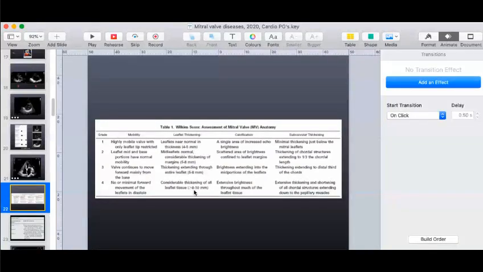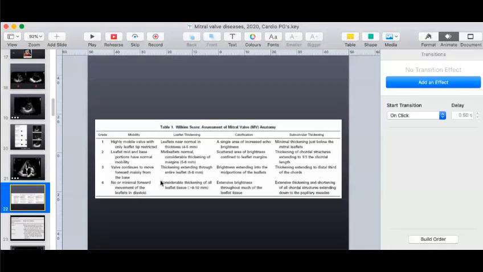And calcification: single area, scattered area, extending into the mid, and then throughout much of the leaflet tissue. This is the calcification. And the subvalvular: just below, 1/3, 2/3, and then extending up to the papillary muscle. So this is the subvalvular. And then mobility: you have that highly pliable, excessive mobility valve here, highly mobile valve. And then you have this, hardly any movement. This is the other extreme.